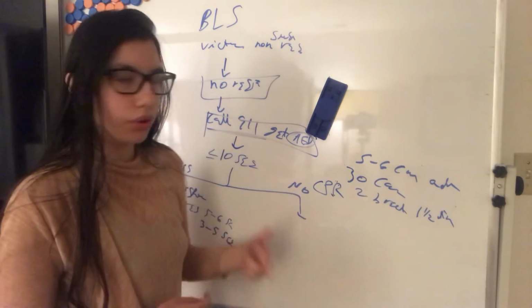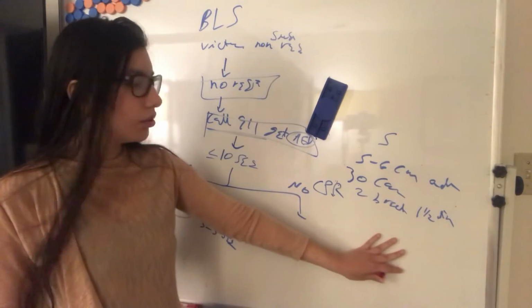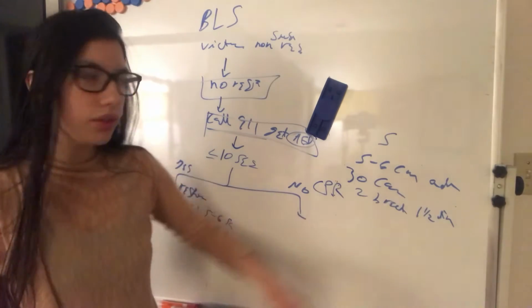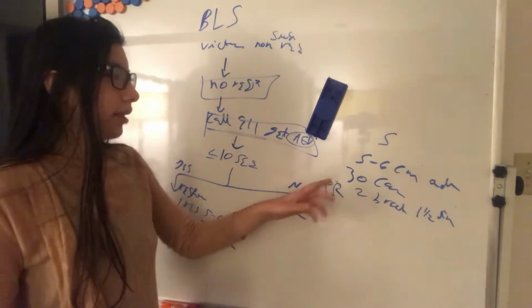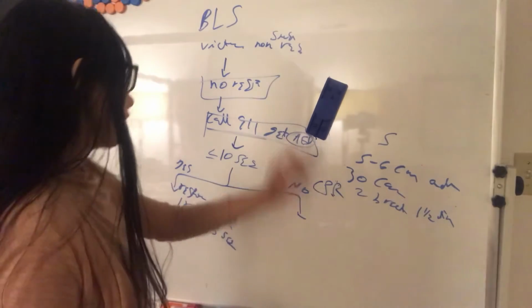And then you go back. You will do 5 cycles of this. So you are doing 150 compressions alternated with the 2 breaths. And only after these 5 cycles of 30 compressions and 2 breaths, you will check the pulse again.